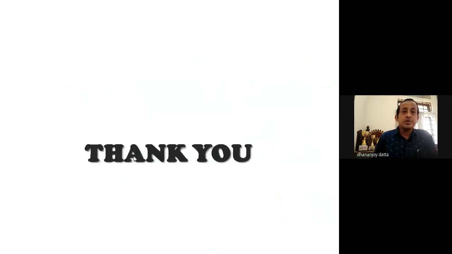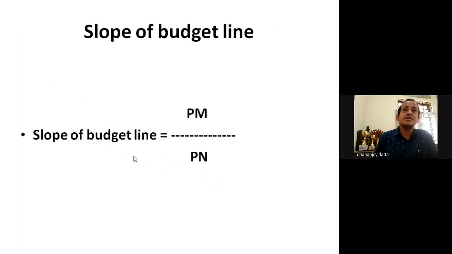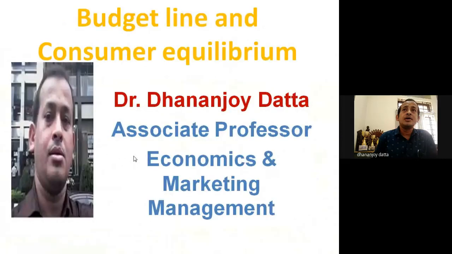Now, today in this session, we have discussed two broad areas: budget line and consumer equilibrium. From the budget line, we have discussed the concept of budget line, then the budget line graph, then budget constraints, slope of the budget line, then shift of the budget line. And from consumer equilibrium, we have discussed the concept of consumer equilibrium, then the consumer equilibrium graphical representation.